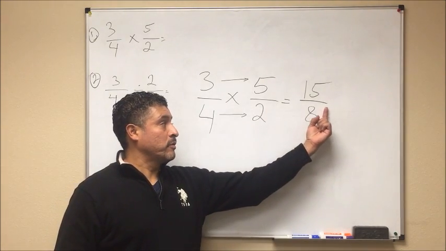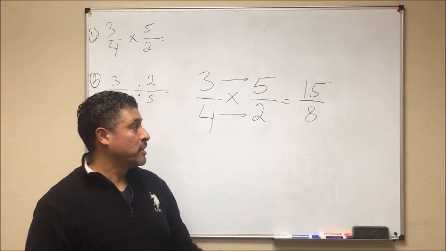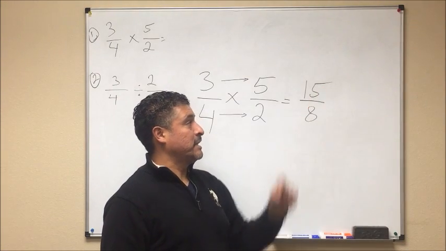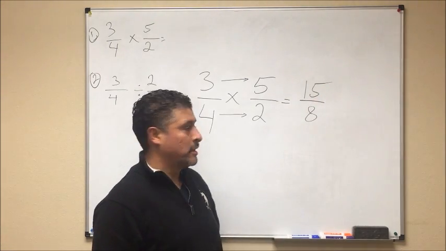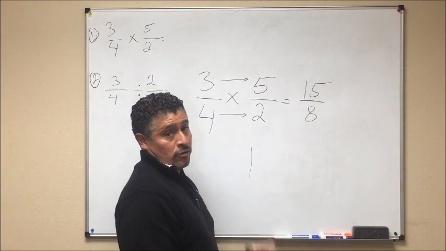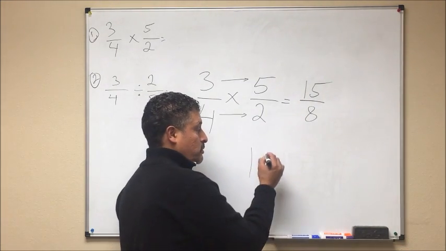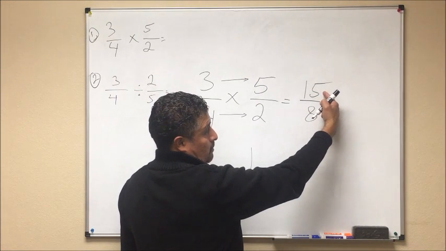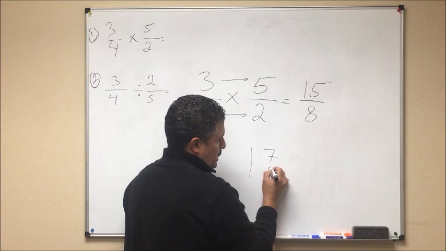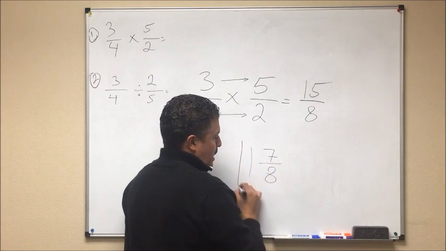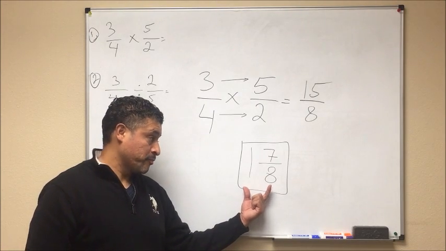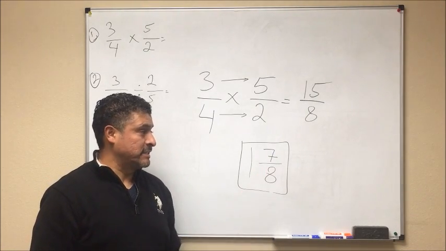In order for you to convert this one into a proper fraction, you have to do the division. How many times does 8 fit into 15? And we know that 8 times 1 is 8, right? So, you have a remainder of 7. 15 take away 8, then it becomes 7/8. And this is the correct way to write your answer, 1 7/8.